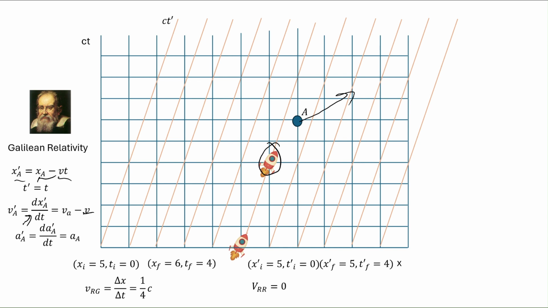V is constant. They're moving at constant speed relative to each other. And so you end up with that. And then what if you want the acceleration? Well, you take the acceleration. And this is actually the interesting thing that I wanted to point out.